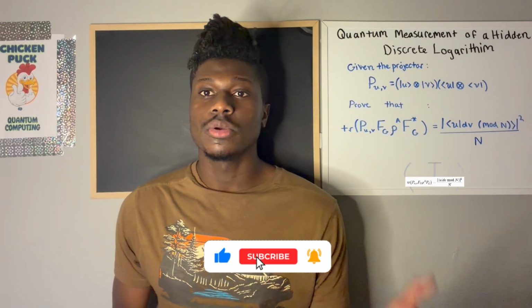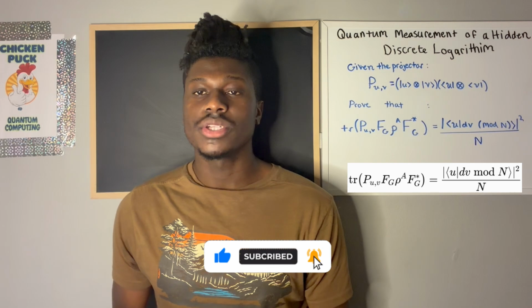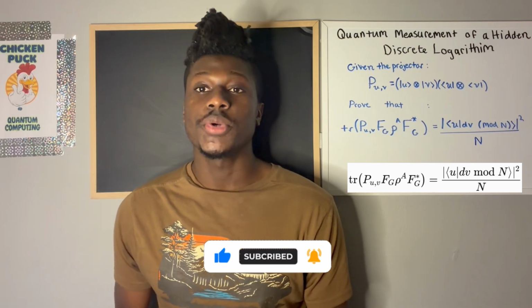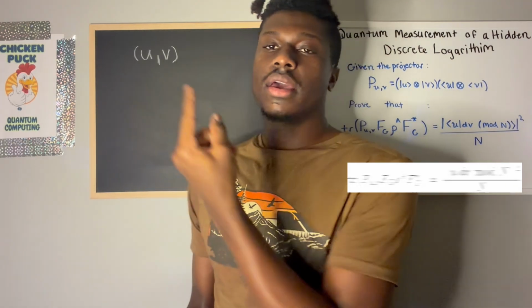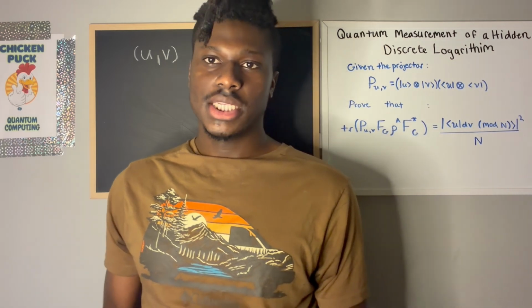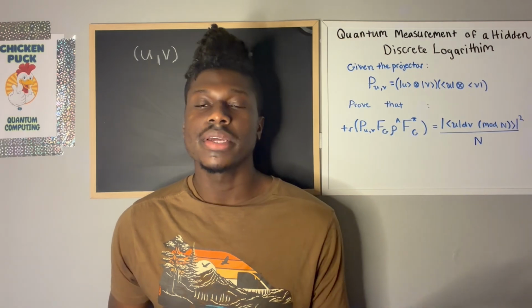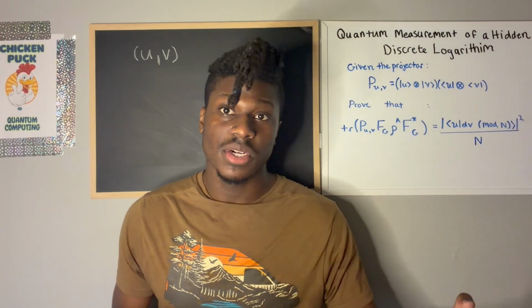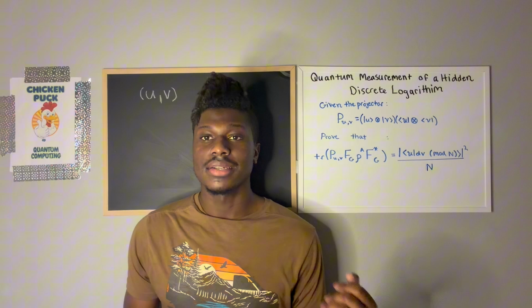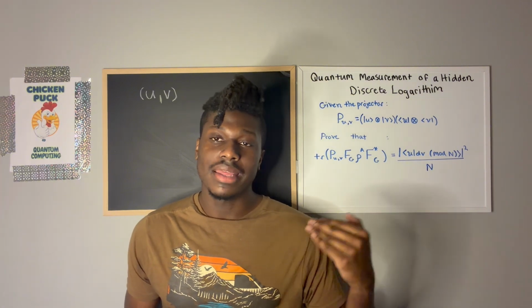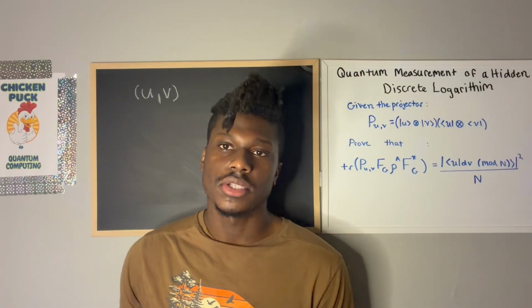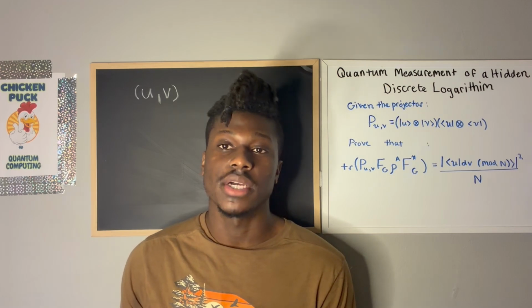Today we are going to prove this statement here, which tells us the probability of measuring a particular pair UV after applying a quantum Fourier transform. It looks crazy, but simply what this is saying is the measurement doesn't give us arbitrary numbers. It gives us numbers containing information about a hidden discrete logarithm. So first things first, if you're not familiar with the Fourier transform, let's go over that.